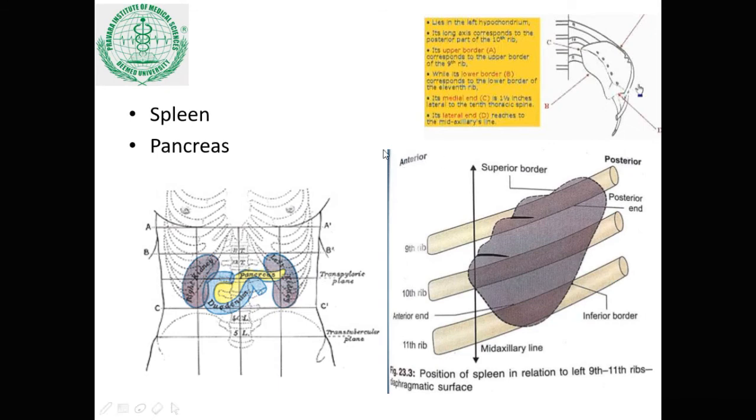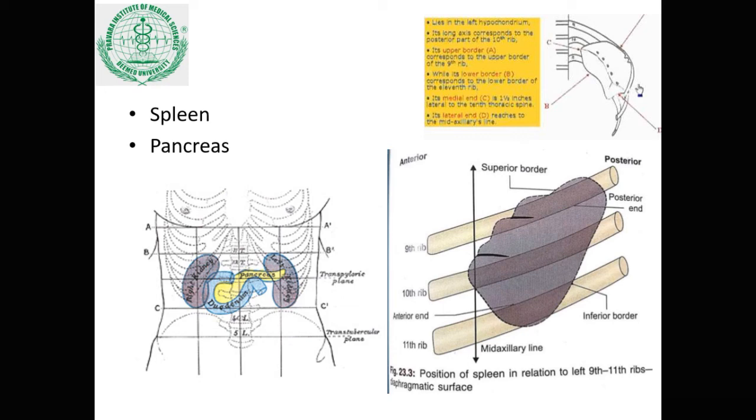Now for the surface marking of the spleen, the upper border of it corresponds to the upper border of the ninth rib. Then a point is placed. This becomes the upper pole, which is lying around 4 centimeters lateral to the T10 spine.